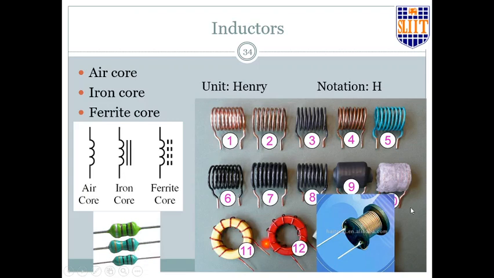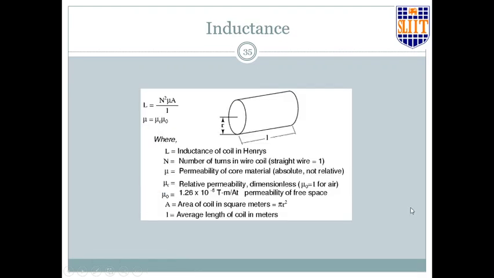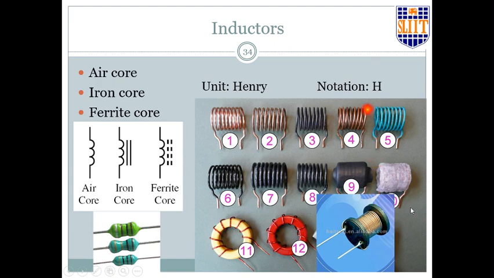This you can label the inductor's value in millihenry or whatever it is, but here you can't. So they have a color code. Later on we will look at the color code. This is a ferrite core. This is also a ferrite core. These are air core. Now the unit is Henry, which is a very large unit. So millihenry, microhenry are the inductors that you will find.